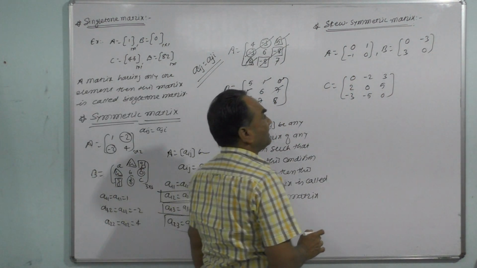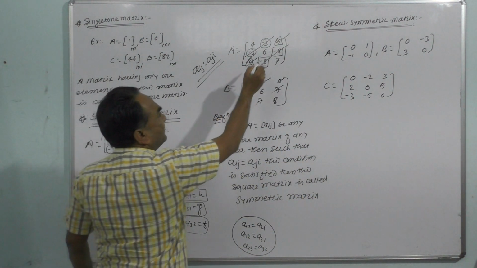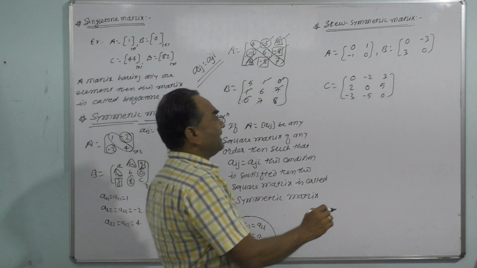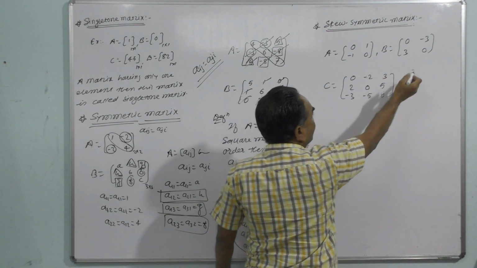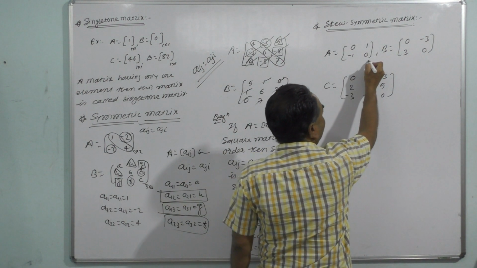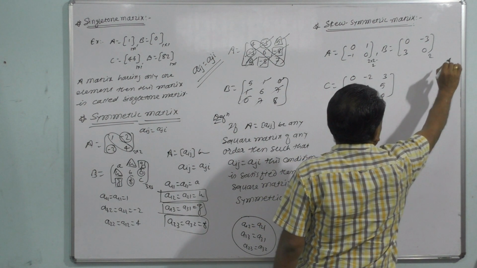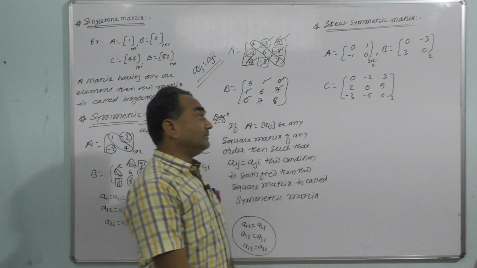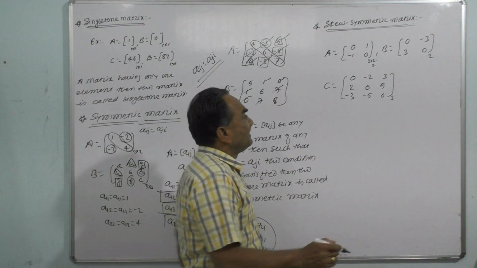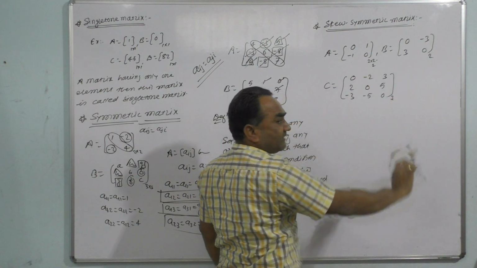What is meant by skew symmetric matrix? In this matrix, this element is called a diagonal element, this element is also a diagonal element, and the other elements are non-diagonal elements. This matrix is of order 2 by 2, and this matrix is of order 3. Means the first condition is that the given matrix is a square matrix. Second condition, all diagonal elements are 0.